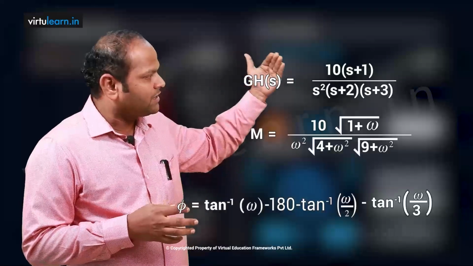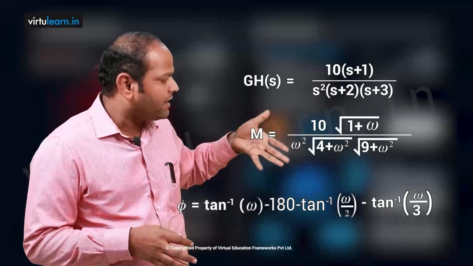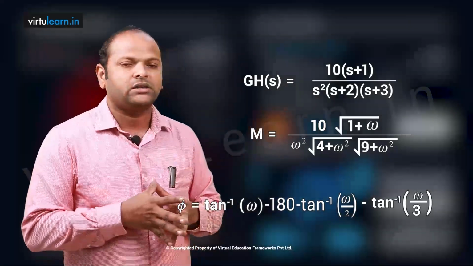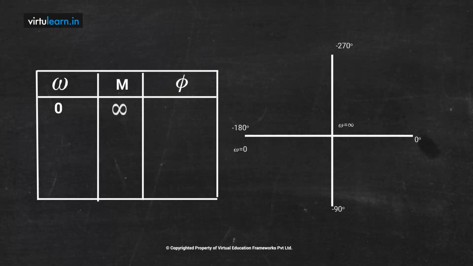So we can write the magnitude and phase angle expression just like the previous one. Then what we are interested in is looking at this table entries. When omega is 0, the magnitude and phase angle are infinity and minus 180 degrees. When omega is infinite, again the magnitude is 0 and the phase angle is going to be minus 270 degrees. So the starting is minus 180, ending is minus 270. But where does the change come?